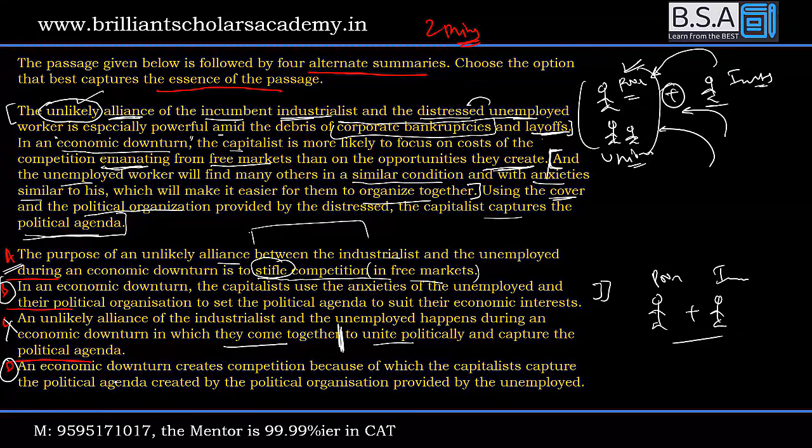Because it does not say economic downturn creates competition. From here onwards till the end, everything is right. The economic downturn was only a discussion about capitalists and their views. It does not say it creates competition. In an economic downturn, the capitalist is worried about competition from free markets. B captures everything, guys.